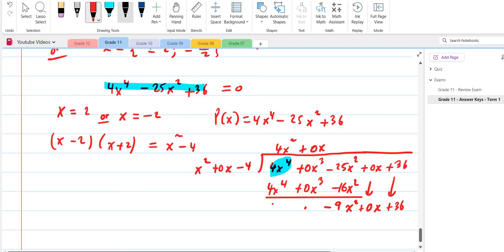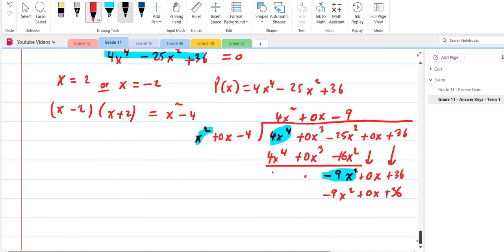Now we take minus 9x squared and divide it by x squared. So what do we get? We get minus 9. Minus 9 times x squared is minus 9x squared. Minus 9 times 0 is 0x. Minus 9 times minus 4 is plus 36. And as we expected, we get remainder 0 because we're subtracting.